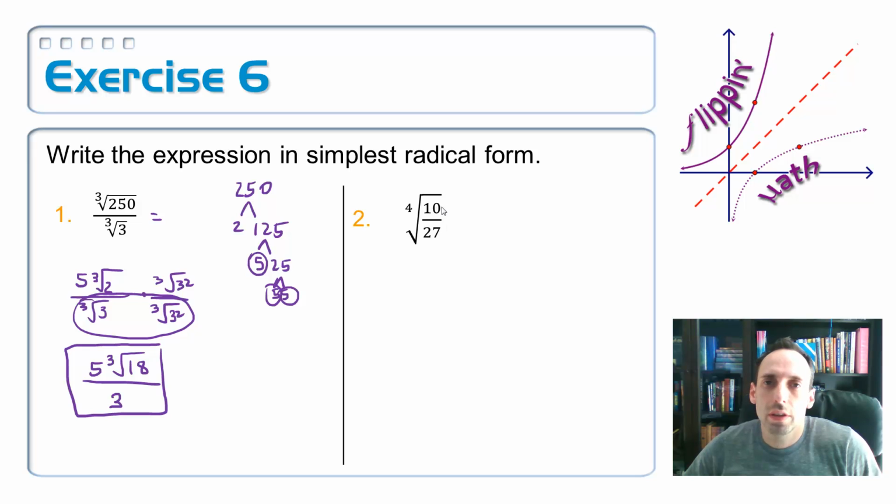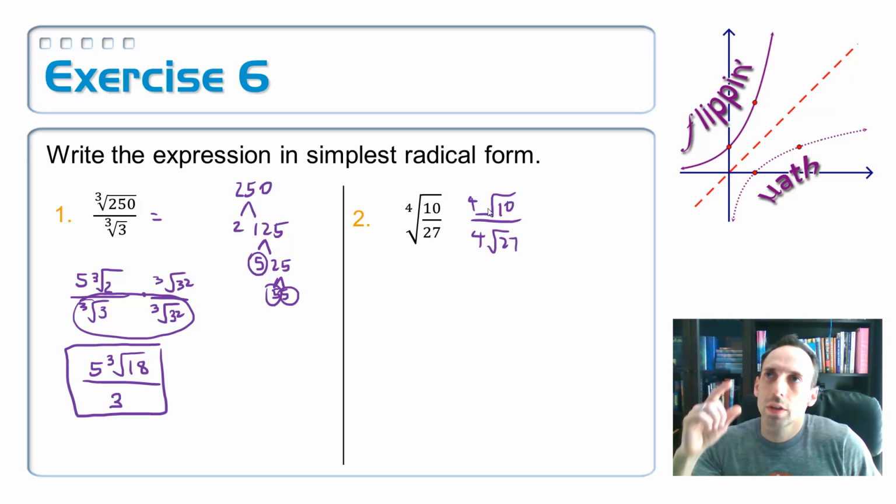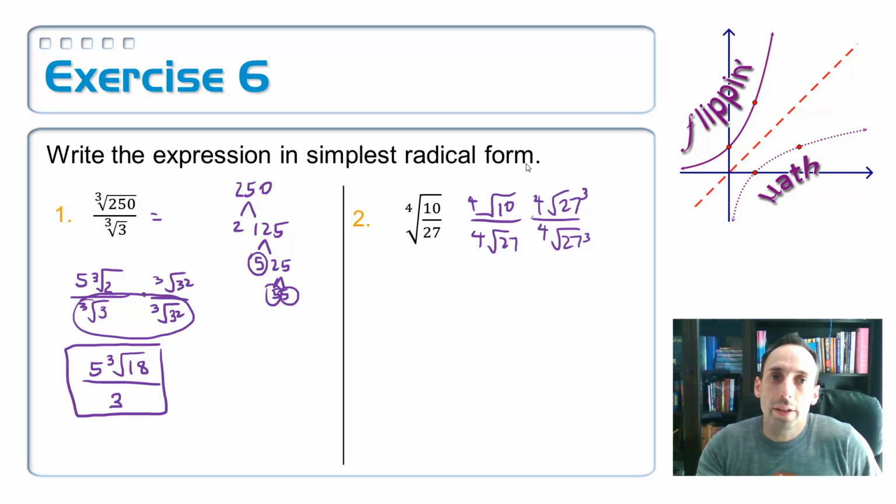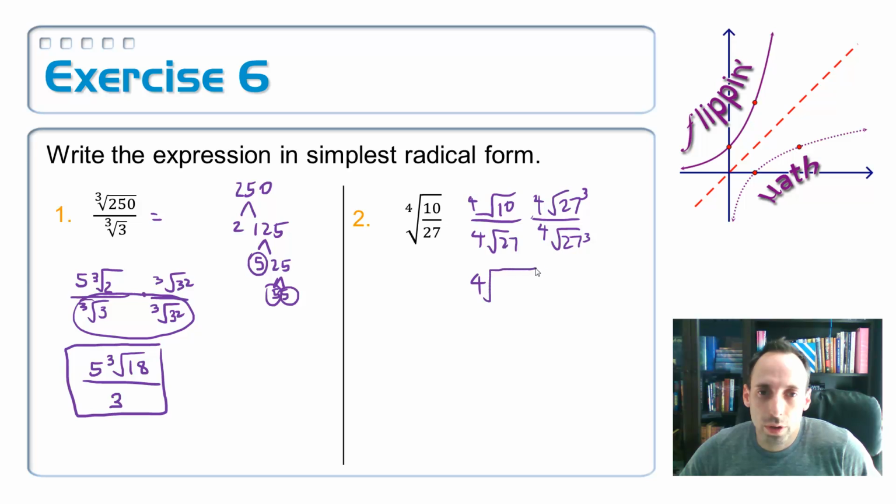Let's see what happens if you don't simplify first. Okay, so I would break this up as the 4th root of 10 on the bottom and the 4th root of 27. 4th root of 10 on the top, 4th root of 27 on the bottom. And then I'd go, oh, you got to subtract that away from 1. So this is, I got to multiply 4th root of 27 cubed, top and bottom. And yeah, this totally works. And in other words, I'd get the 4th root of something over 27.